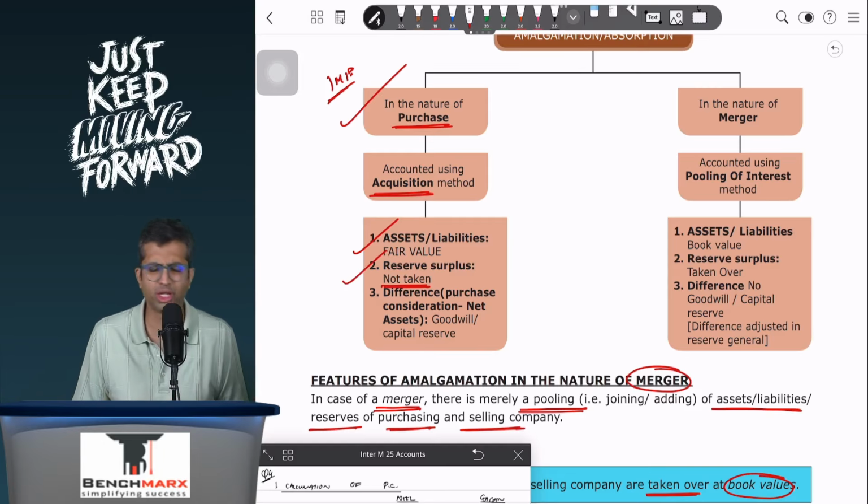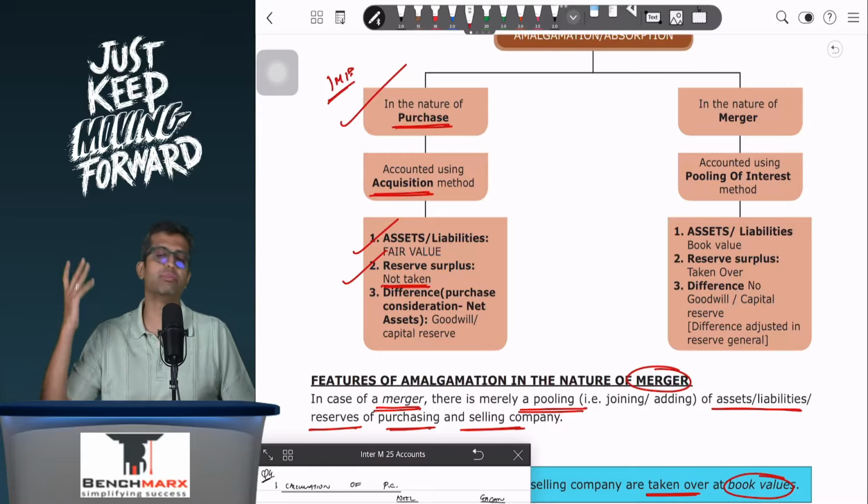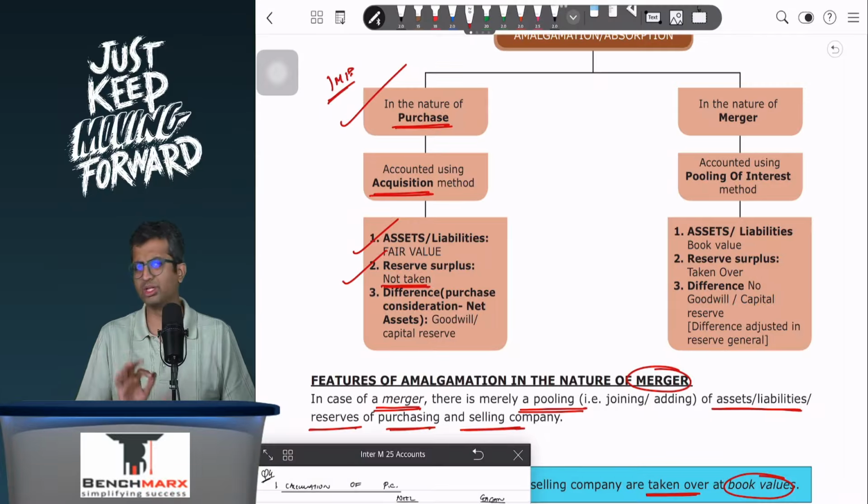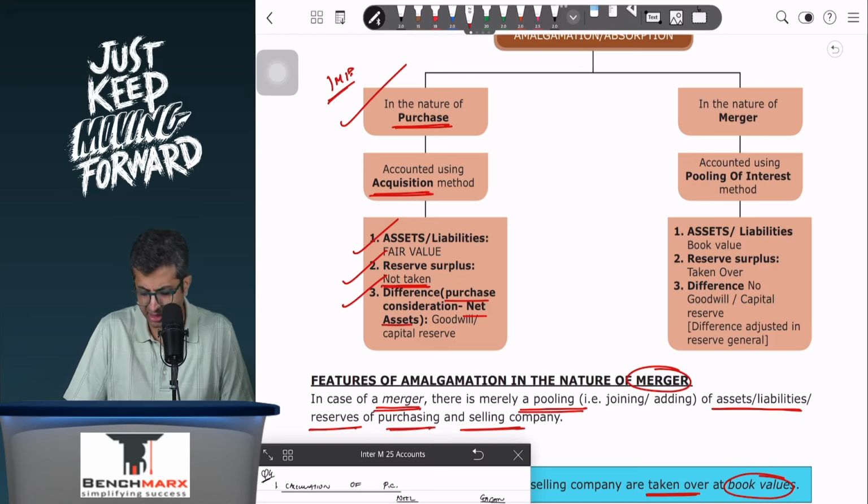Let me ask: can I transfer land and building? Yes. I can transfer land and building to someone else. But can I transfer reserves to someone else? No, reserves are not transferable. I cannot transfer P&L balance if I want to. And hence usually reserves will not be taken over. However, assets and liabilities will be taken over. And the difference, if any, between the purchase consideration, let's say 100, and net assets, let us say 80, will be either goodwill or capital reserve.